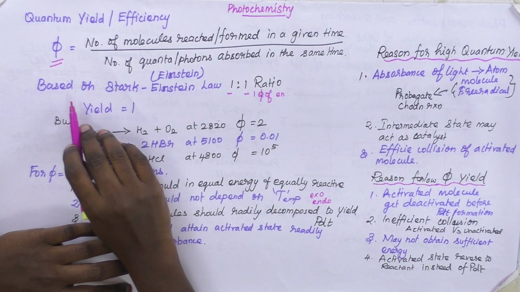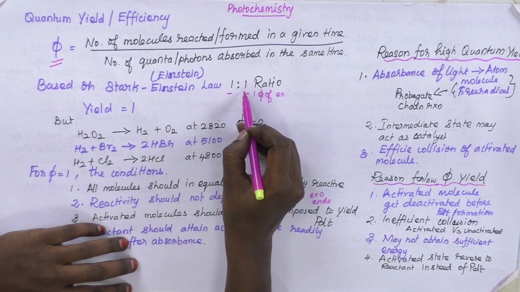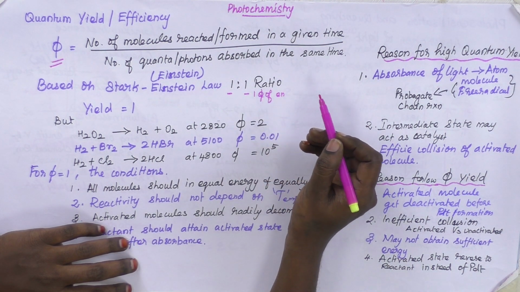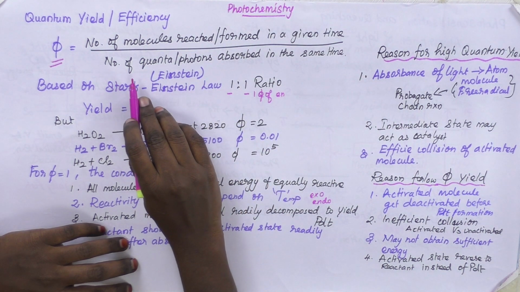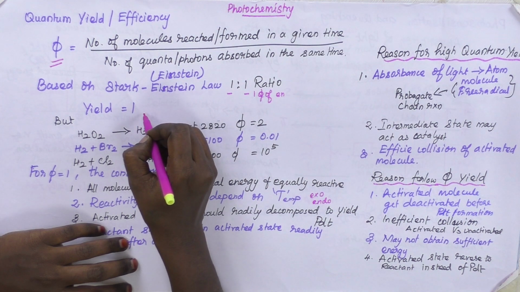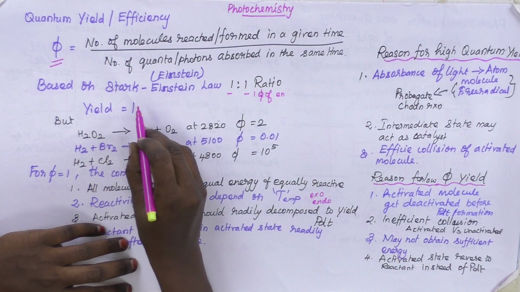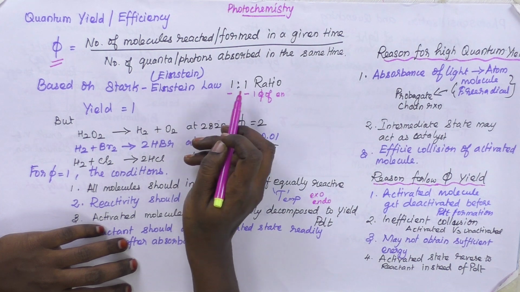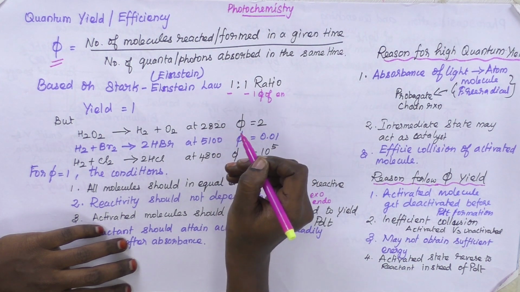According to the Stokes-Einstein law, each molecule absorbs one quantum of energy and produces the product. This is the concept of the Stokes-Einstein law. So, for a reaction, the quantum yield is equal to 1 if one molecule absorbs one quantum of energy. Quantum yield is definitely 1 if the concept of the Stokes-Einstein law is followed. But experimentally, we find that the yield of any reaction is not exactly 1, but it varies over different ranges.